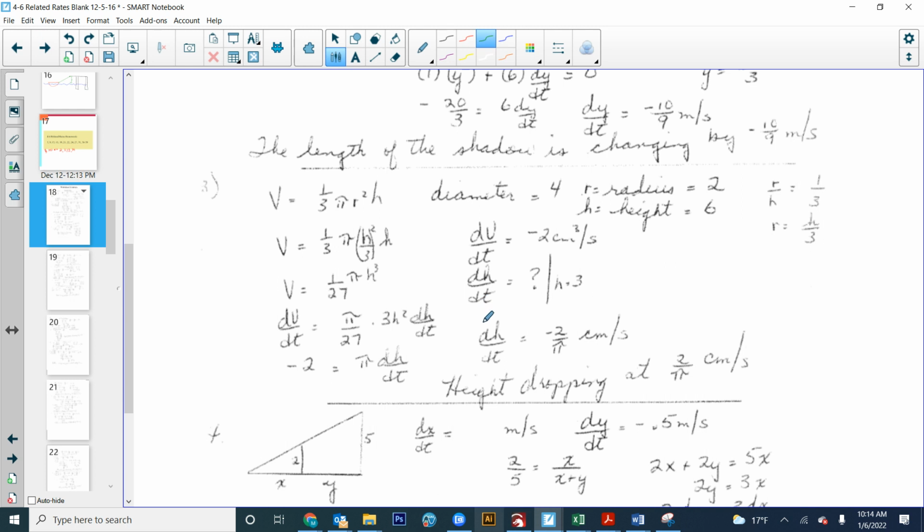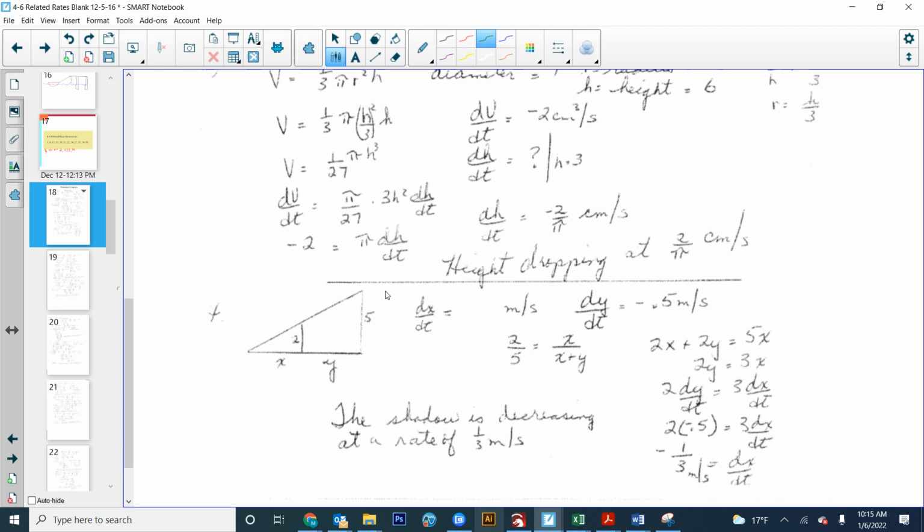I don't have a picture. Water level. Dropping, then 2 over pi would be appropriate because it's already taken care of the direction with the word dropping. But if it says, what is the rate of change of the water level, then the rate of change is negative 2 over pi centimeters per second. Make sense? Good talk. All right, 5.